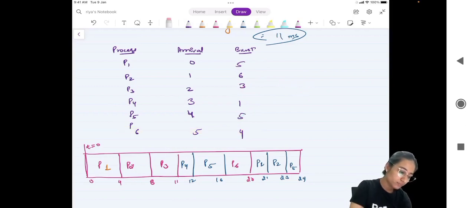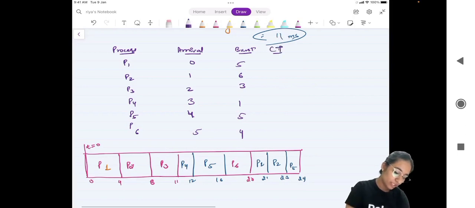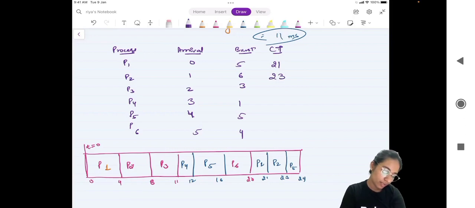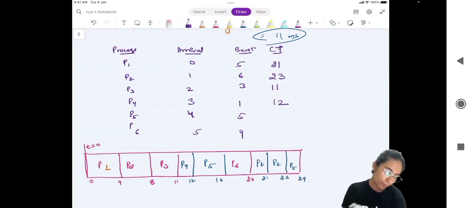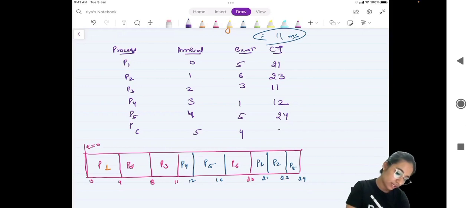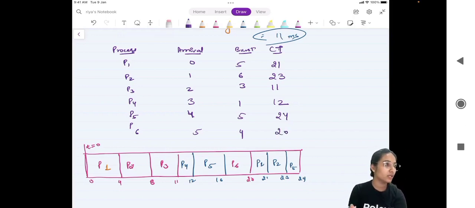Okay, with this, what we do now is, first we calculate the completion time. The completion time for P1 is 21. The completion time for P2 is 23. The completion time for P3 is 11. The completion time for P4 is 12. For P5 it's 24. And for P6 it's 20. Okay, that is what the completion time basically is.